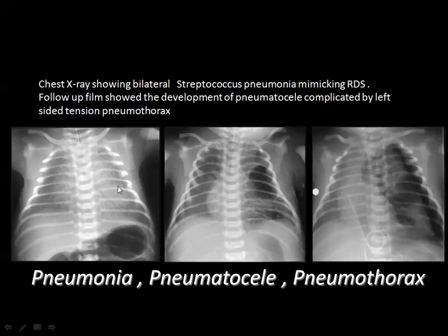And then this is the start of the disease, pneumonic consolidation on the left side, then followed by the formation of a pneumatocele, and this pneumatocele has been ruptured, forming a pneumothorax which is compressing the underlying lung.